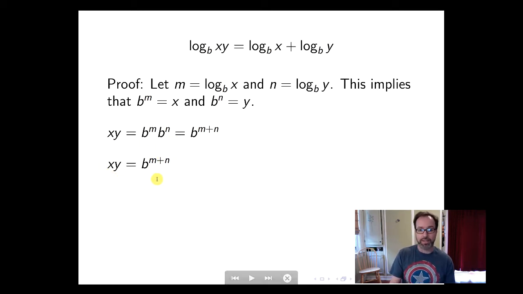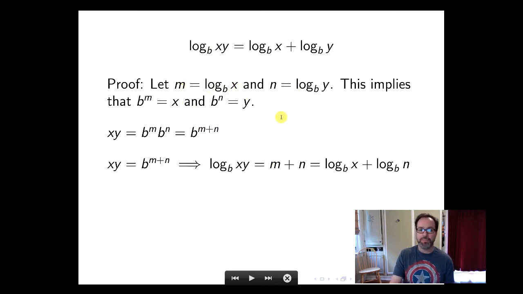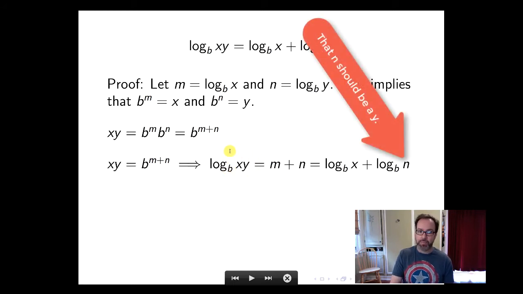And so I'm going to write it in logarithmic form, which would be the log base b of x times y is equal to m plus n. So all I did was rewrite this in logarithmic form. And then if I resubstitute for the values of m and n, m is equal to the log base b of x, n is equal to the log base b of y, I see that I get that property. So now the log base b of x times y is equal to the log base b of x plus the log base b of y.